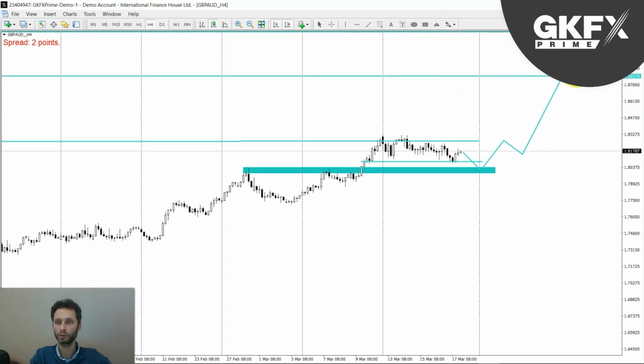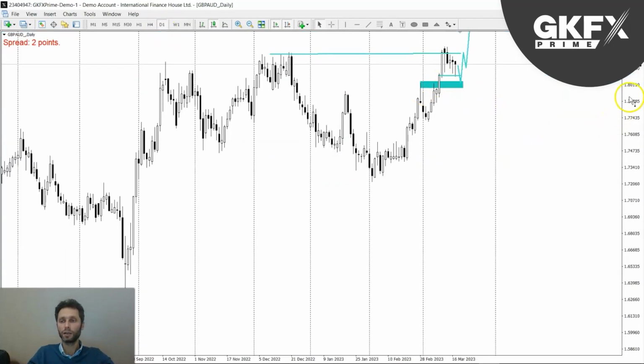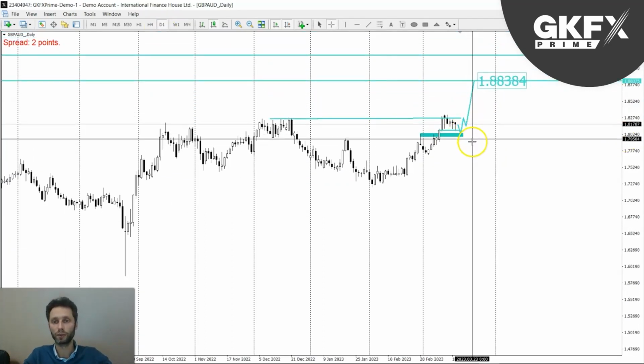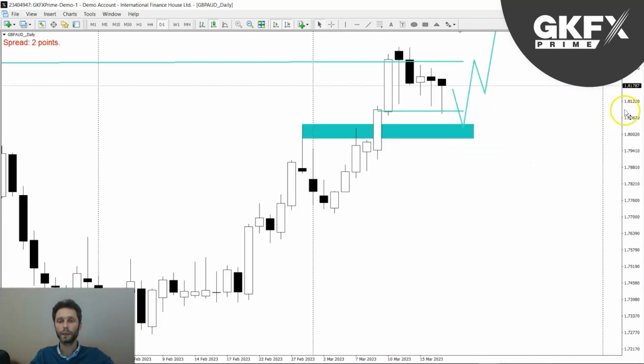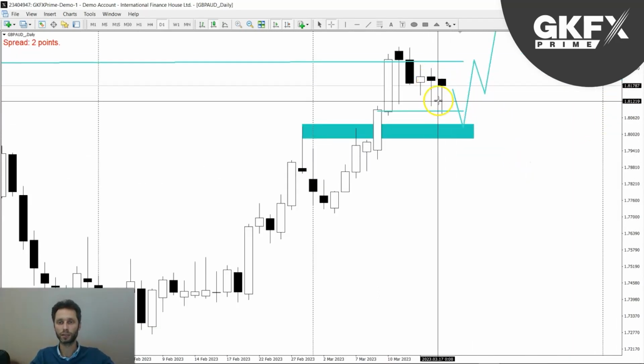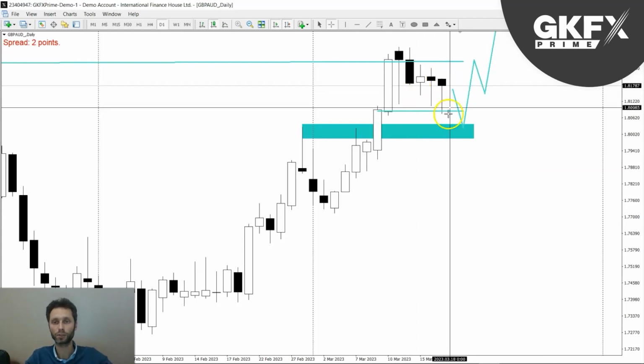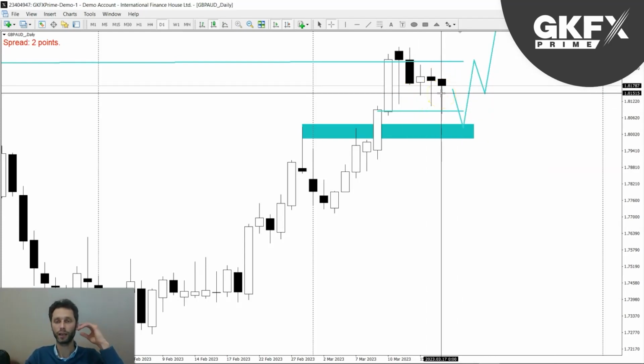Let me just mark it out, about the 1.887 or 1.883. Let's make it easier, more conservative. So here we go. So that's the idea here for pound Aussie, and that would be another possible drop. You can see it's starting to leave these wicks to the downside. So we do have a clue that we are still in the buy scenario.